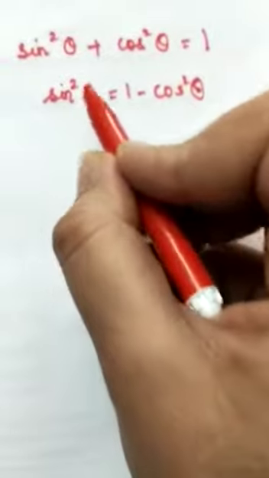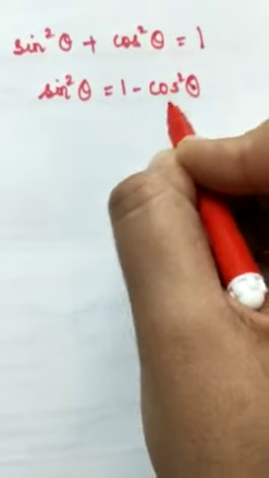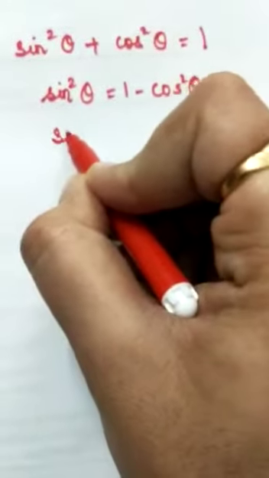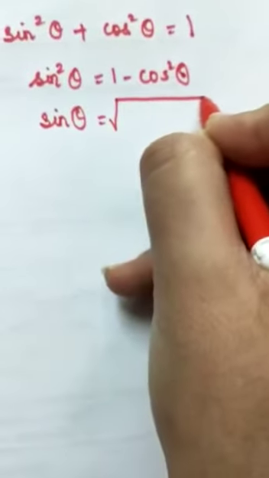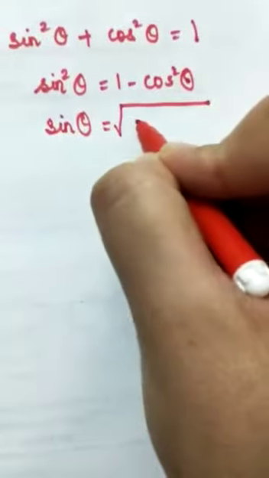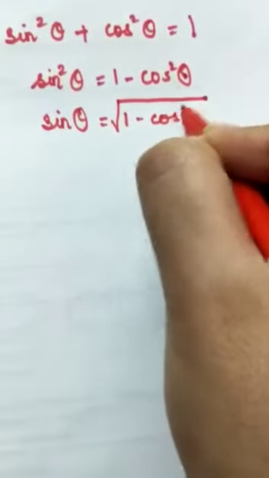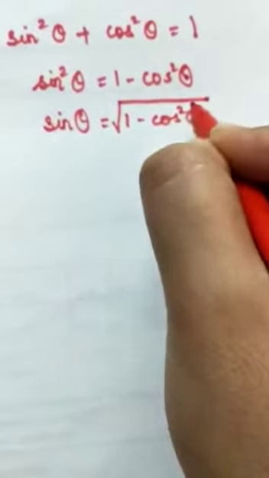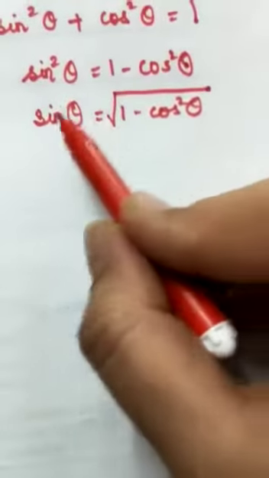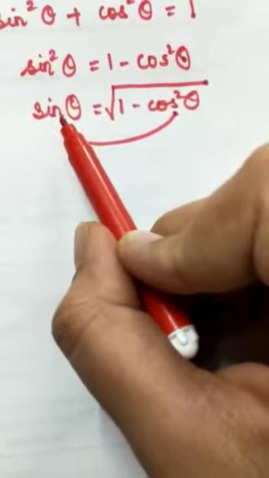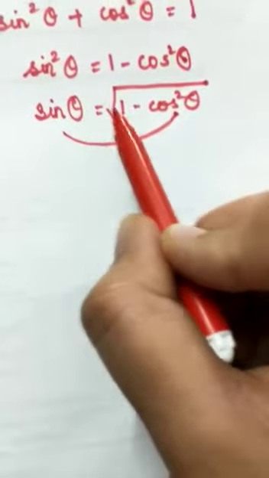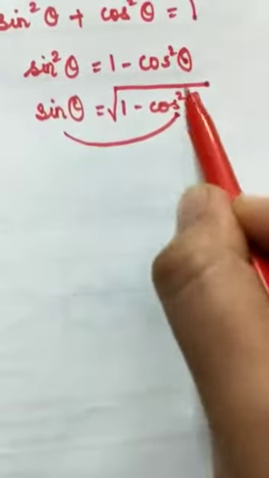I got sine square theta equals 1 minus cos square theta. When this square is shifted to that side, it will become the root over. So you got sine theta equals under root of 1 minus cos square theta. When you have to express sine in terms of cos, you can directly write in place of sine theta, root over 1 minus cos square theta.